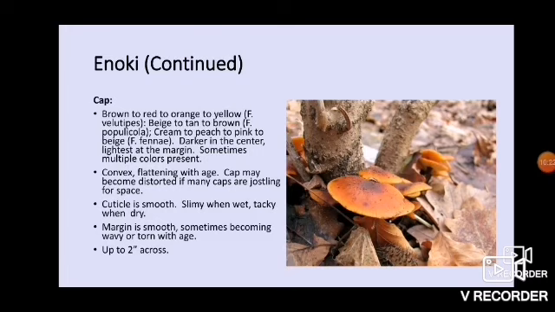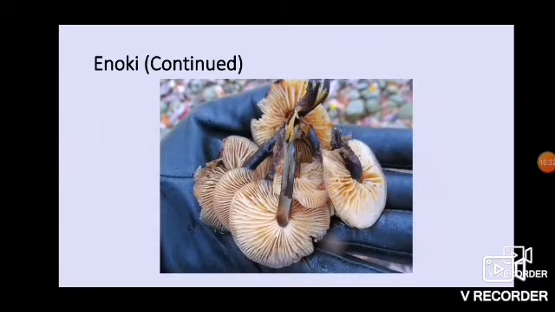The margin is smooth, sometimes becoming wavy or torn with age, which is what you can expect from a thinner fleshed mushroom. These grow up to about 2 inches across. Here's a size reference for you.